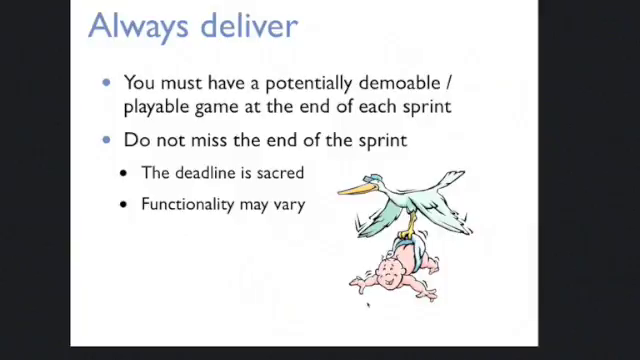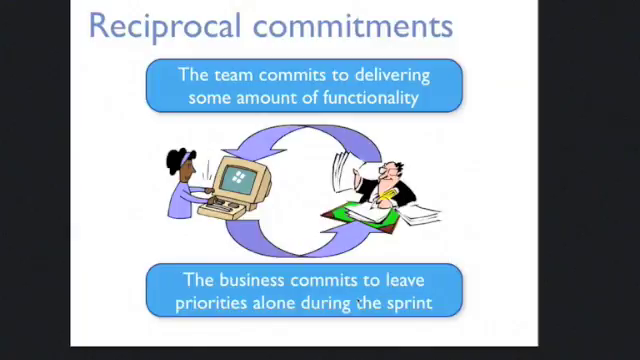What we're trying to do is to create a reciprocal commitment between the business and the team. The team commits to delivering some amount of functionality, and the business commits to leave those priorities alone during the sprint. We're not going to come in halfway through the sprint and say, hey, we changed our mind about the jump. We want you to do jumping and swimming because we just thought of it or this new deadline came up. Because if you can come in and disrupt the team, then they're not going to get a sense of ownership. And this is a very powerful part of Scrum, to create these iterations of ownership so that the team can feel like, hey, we're controlling our own destiny, even if it's just for 2 weeks.